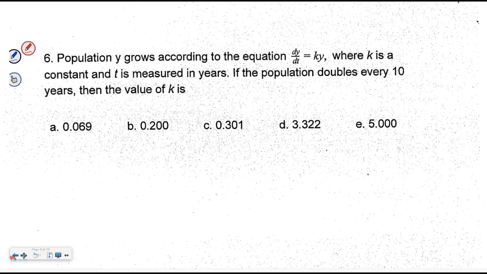It says a population grows according to that differential equation. It means Y represents the population at any given time. And it says to find the value of K. So I get to stop when I know K. It doesn't tell me where I started. It just tells me that it doubles. So again, this is about the population.